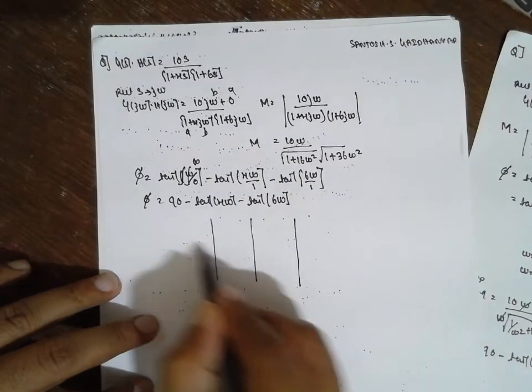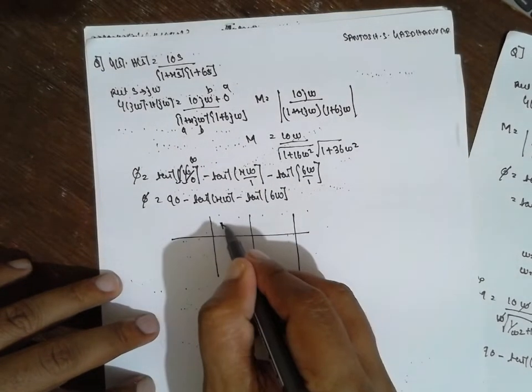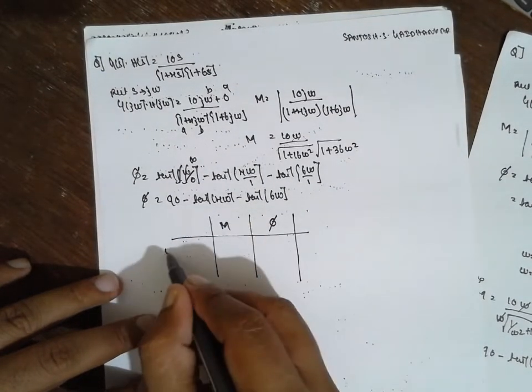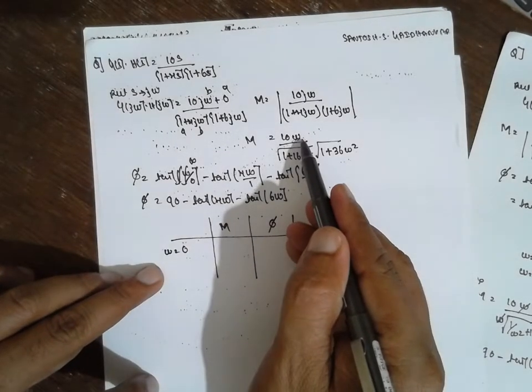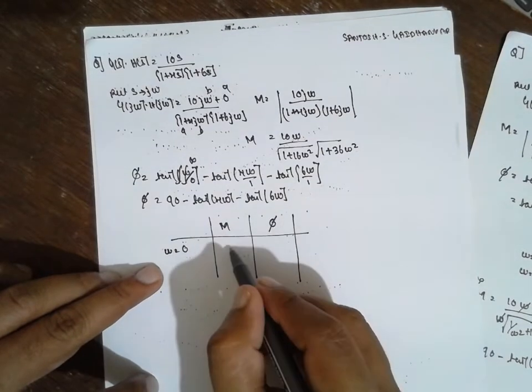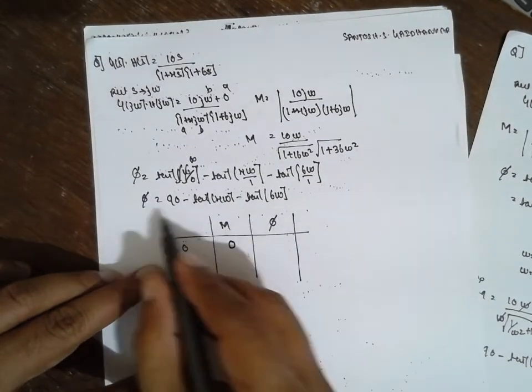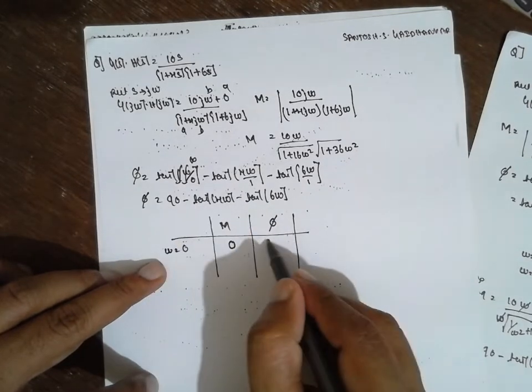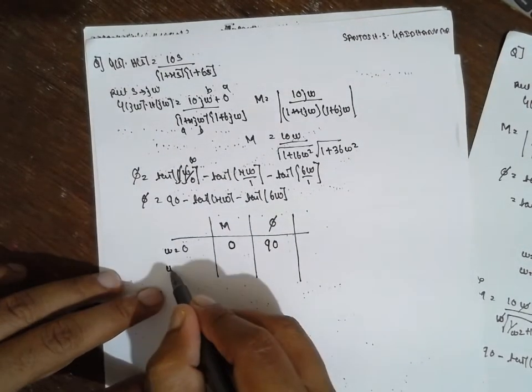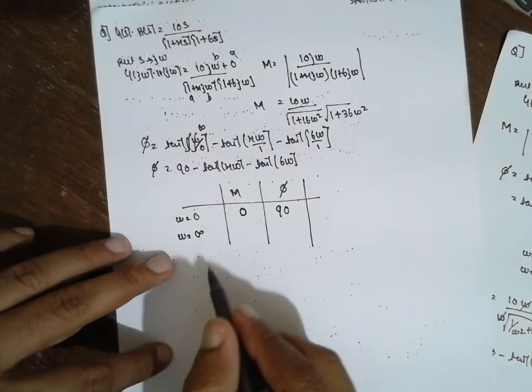A magnitude, phase, when omega is equal to 0. When omega is equal to 0, substitute 0. Anything divided by 0 is 0 here. Now substitute omega. This becomes 0, this becomes 0, and this is 90. When omega is equal to infinite, now substitute there. This plays an important role.